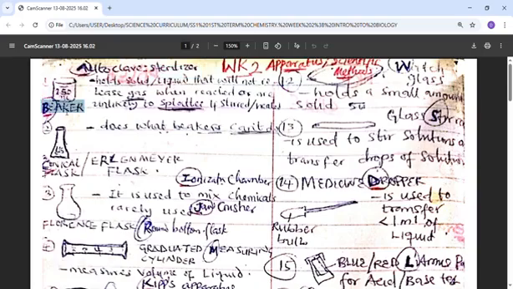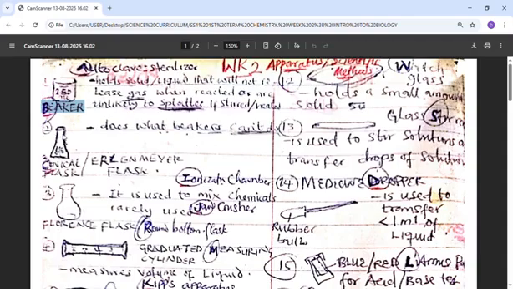Then we have beaker. You can see the drawing of the beaker. So this beaker, it can be in 250 milliliters, 500 milliliters, and so on. So its work is to hold solid, that's salt, or you pour liquid in it that will not be releasing gas. That means those substances that will not release gas can be poured in it, so that it will not splatter, it will not splash.